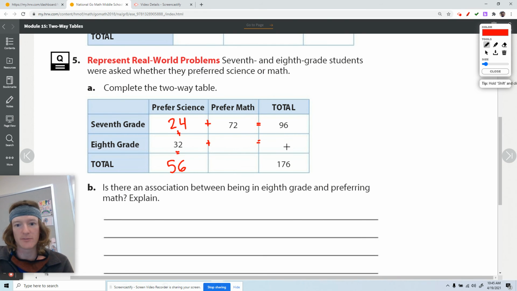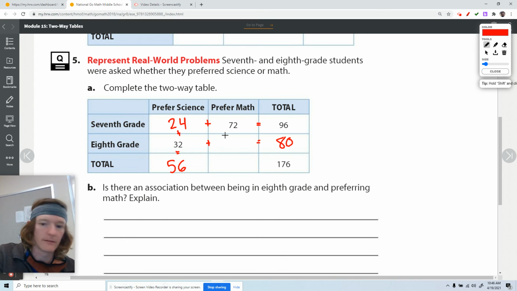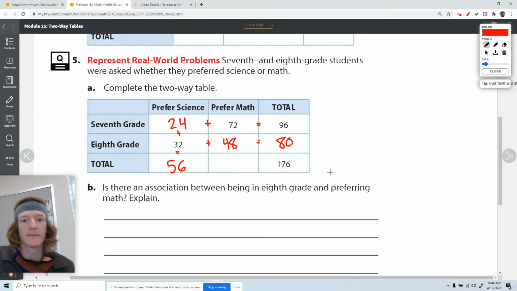So let's find out this blank here. We have the total number of 8th graders. Well, we have a total number of 7th and 8th, that's 176. So we can just subtract the 96 7th graders from that. We have 80 people in 8th grade. If there's 80 8th graders and 32 prefer science, well, how many prefer math? We'll also do 80 minus 32. We're going to get 48.